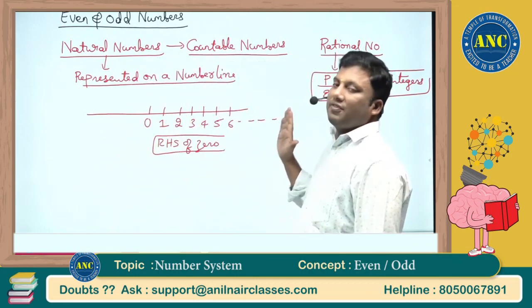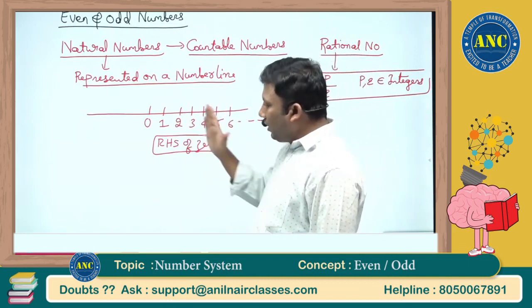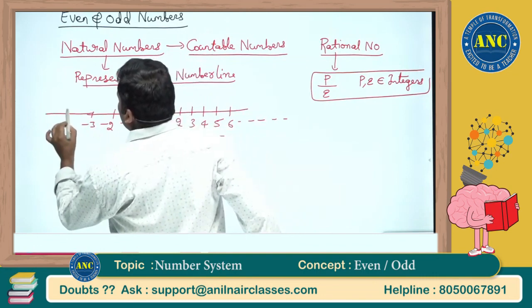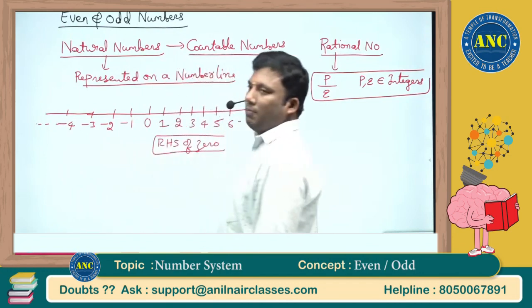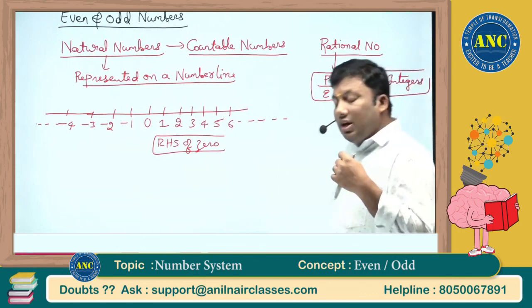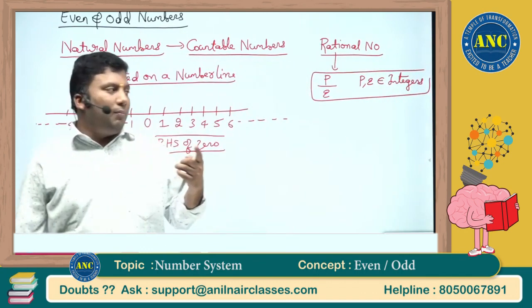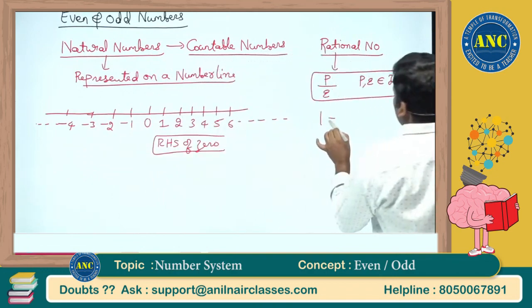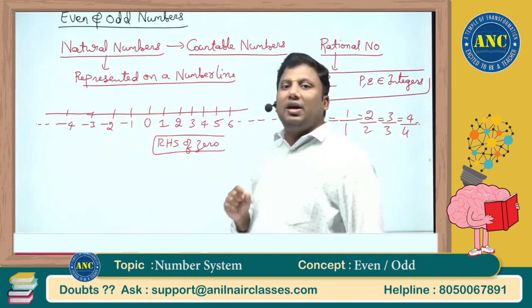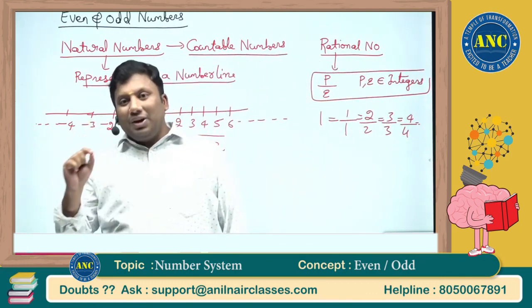Anything to the right hand side of 0 is called a natural number. If I take anything to the left side of 0, I will get negative numbers. Now the question is, is a natural number a rational number? If I take 1, it can be written as 1 by 1, and 1 and 1 are both integers. 2 by 2, 3 by 3, 4 by 4, they are all integers. Yes, 1 can be represented in the form p by q, where p and q are integers.